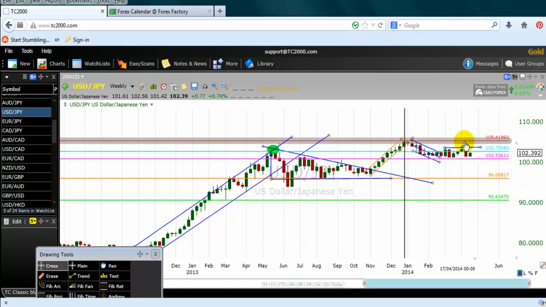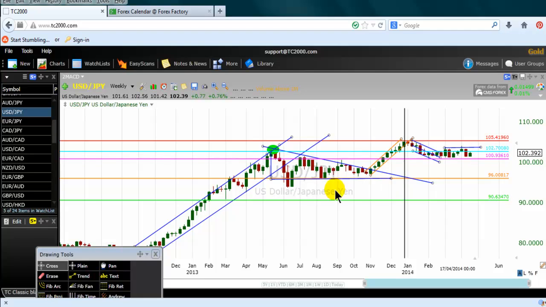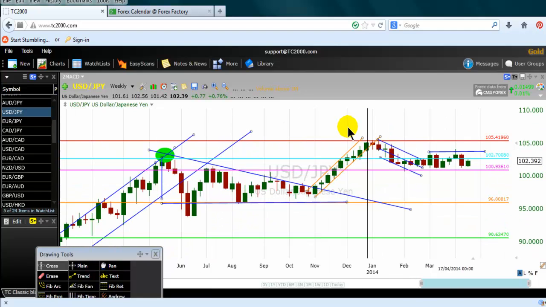So the first level that we are watching is the high of 2013, 105.41, the median high of last year, and the low of last year. We are giving priority to sell signals between the high of last year and the median line of last year. But apart from those key levels, we are also watching the short-term equilibrium price level, which is 102.70, and the long-term equilibrium price level, 100.93. I have started telling traders about the long-term equilibrium price level from this year, 2014. It's the first time I'm doing something like this.